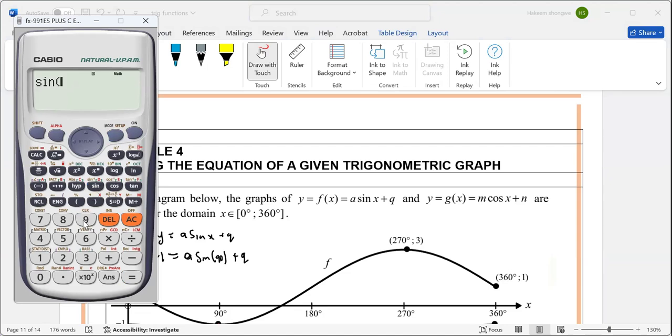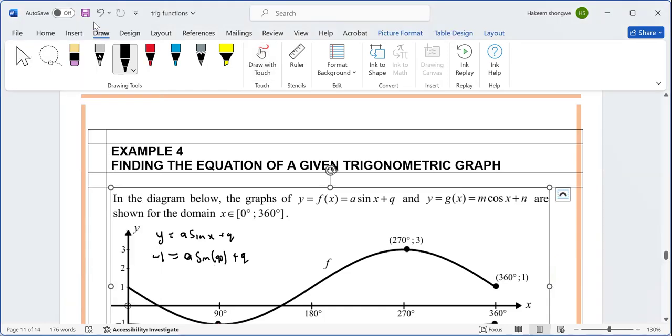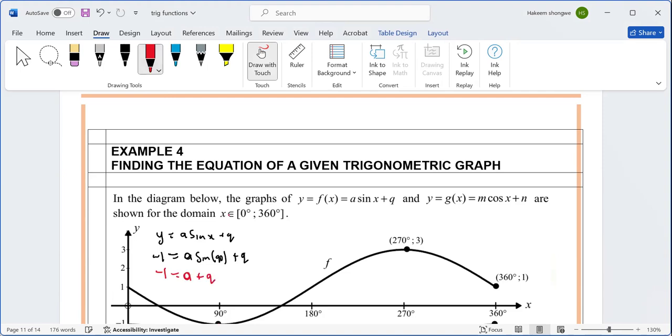Sine of 90. It says 1. So we are going to have A multiplied by 1. What is going to be A multiplied by 1? So you are going to have something like this. Look at this. We have -1, which is going to be equal to A plus Q. So you can call this one equation number 1 because it has A, also has what?